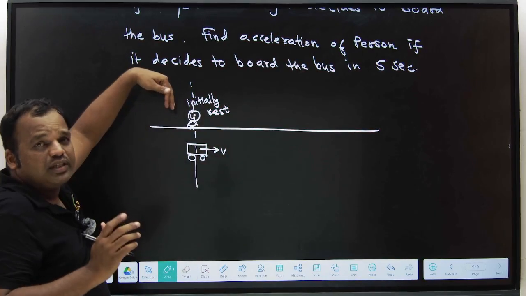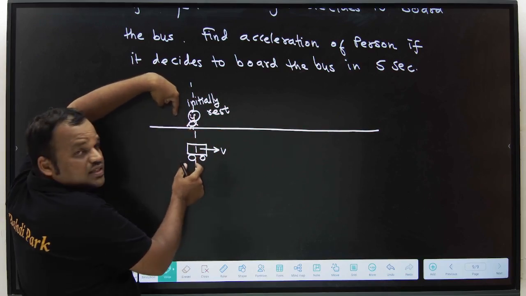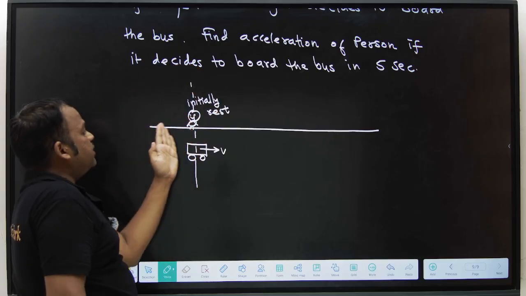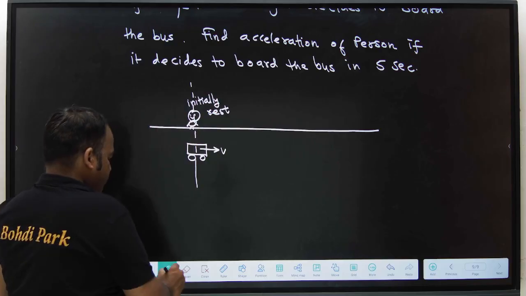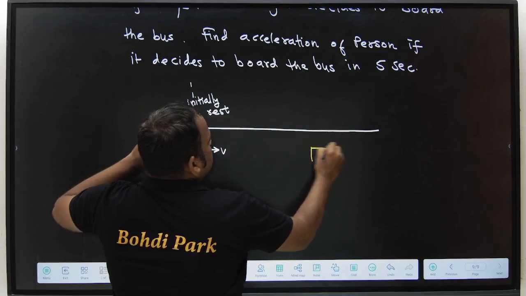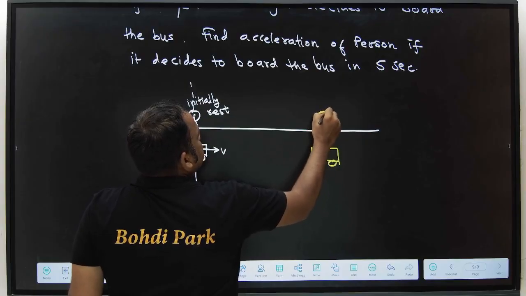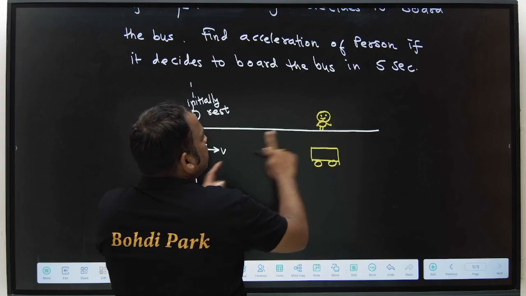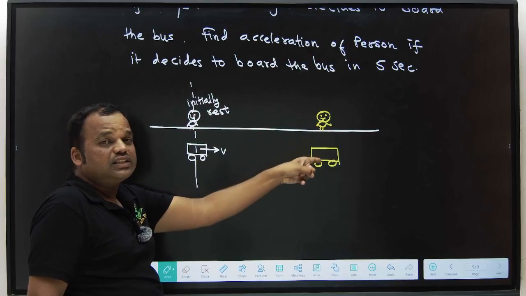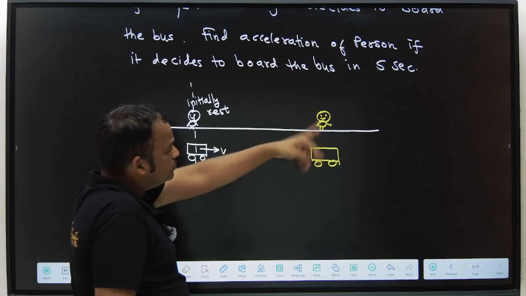Now to board the bus, to get inside the bus, the passenger has to run, but the initial velocity is 0. So the person will accelerate. After some time, the bus will be here and the passenger will be here. So they are again at the same position, because the person will catch the bus now, and will jump into the bus here.